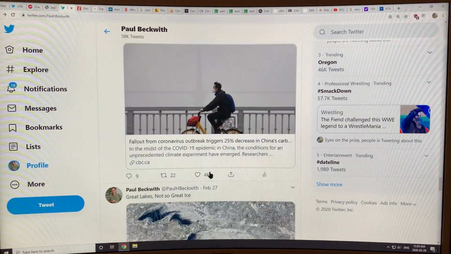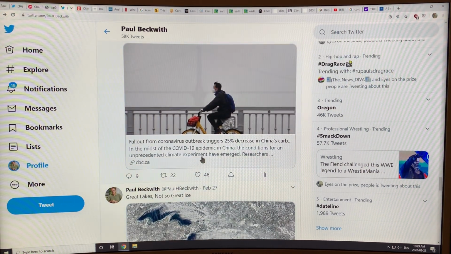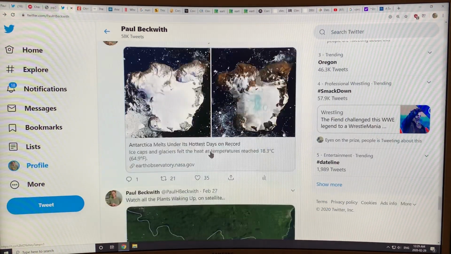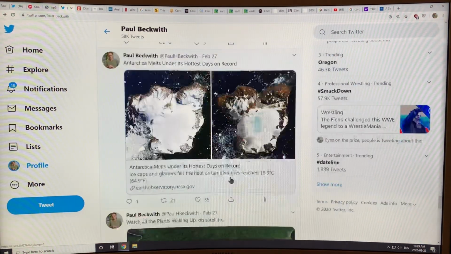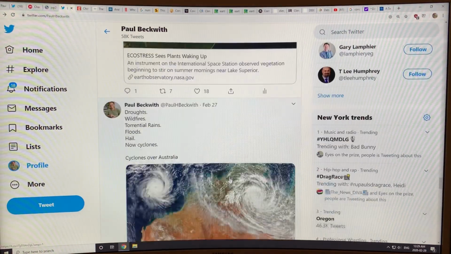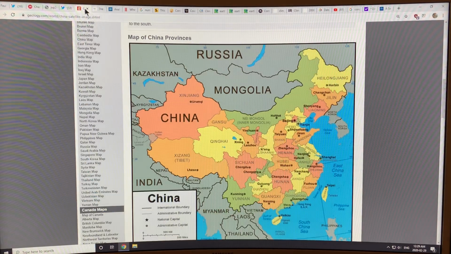And what did I want to find? This is a very good article about the 25% decrease in China's carbon dioxide, for example. Okay, so this is on my Twitter feed. So this is just a map of China. Here's Wuhan right here. There's the Hubei province. So it's sort of east of central China, about halfway up, just to give you an idea of where it is. Okay.